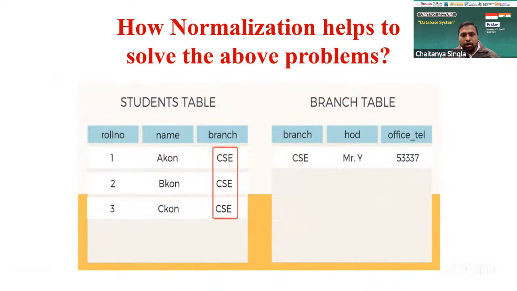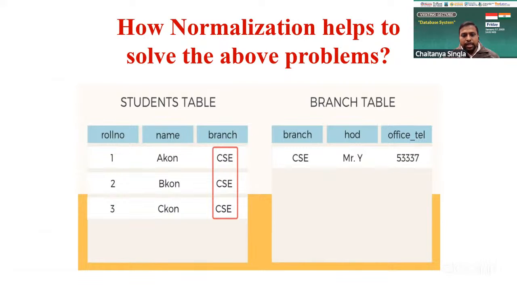How does normalization solve this? As per the previous example, let's take some entries or rows. Suppose in the student table there are three entries, and in the branch table there is a single entry because all the students belong to a single branch, that is CSC, Computer Science and Engineering. So how do we remove all the anomalies: insertion anomaly, update anomaly, and deletion anomaly? We remove these by dividing the table into two smaller parts.